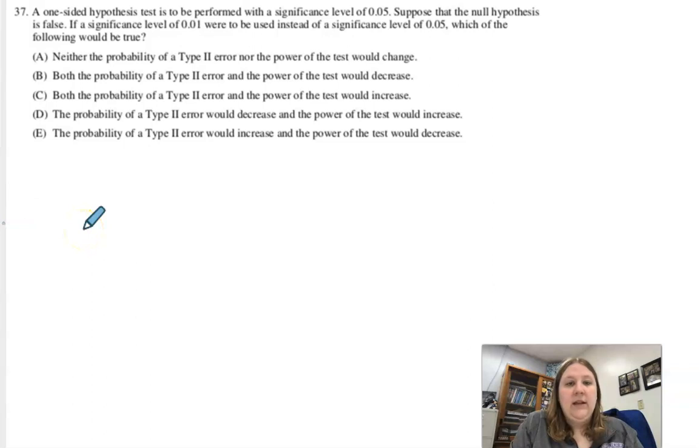Okay, looking at 37 then. Initially they used alpha of 0.05, and they're saying, okay, what would happen if I switch to an alpha of 0.01? So what we have to think about is that alpha is decreasing, alpha is going down. And we want to know how or if that would affect the probability of a type 2 error. So the probability of a type 2 error is beta. Our connection between alpha and beta is power.